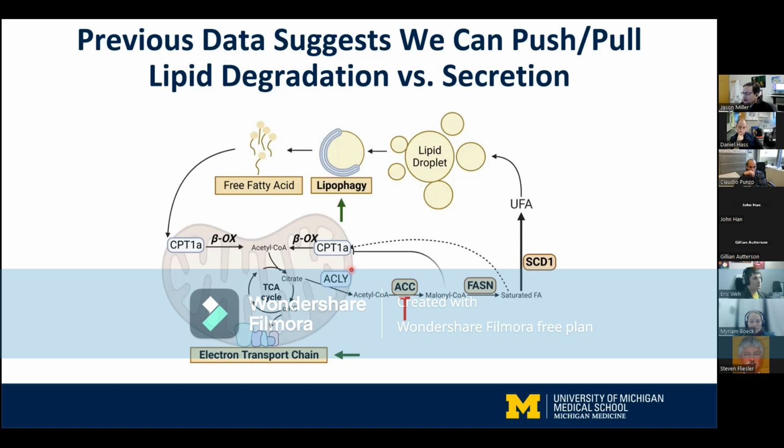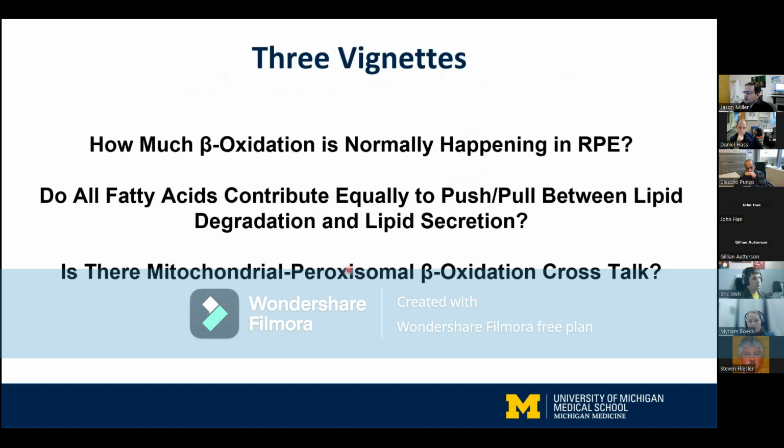So having at least a little bit of proof of concept that this idea works and having the tools to work on it, we have a lot of data, and three little vignettes have come out of this data that have us somewhat scratching our heads. I want to present those mainly for thought-provoking reasons and to get feedback if anyone has it. So the first vignette is that, similar to what Dan mentioned last time, we're not really sure how much beta oxidation is normally happening in the RPE.